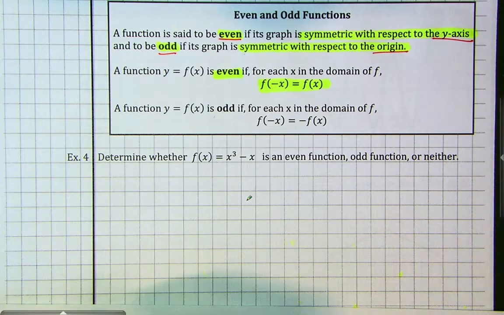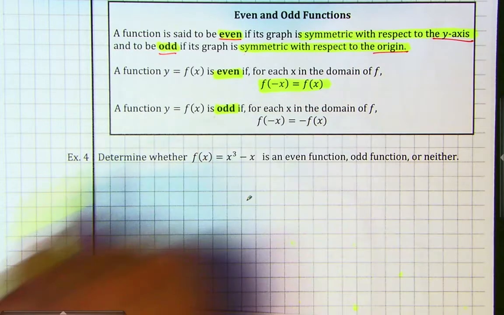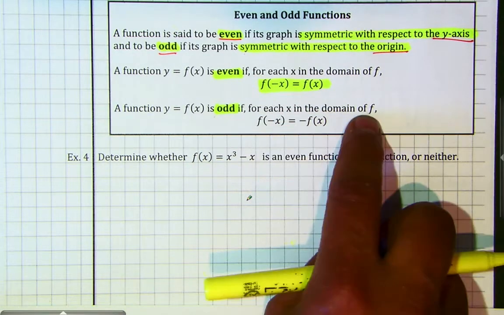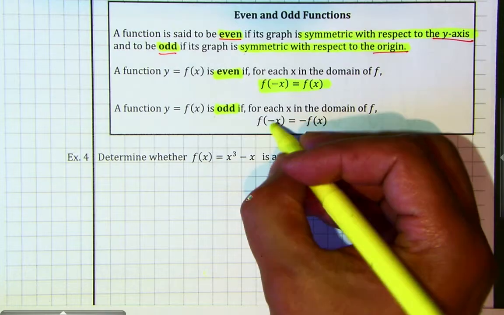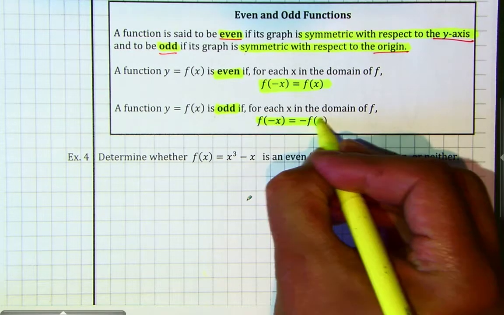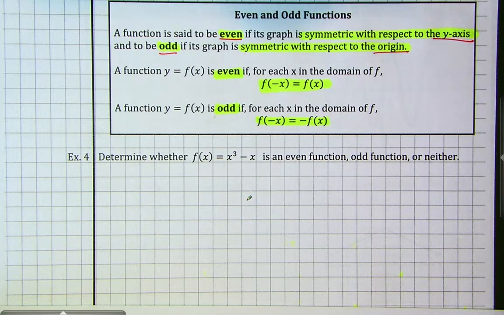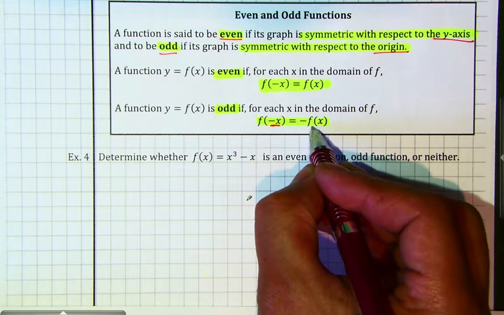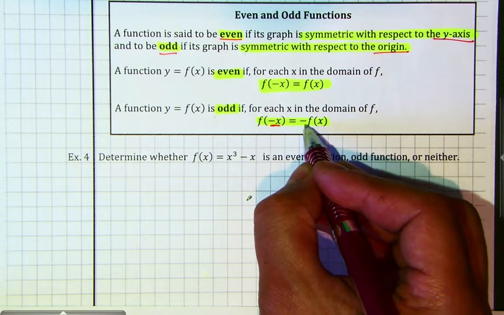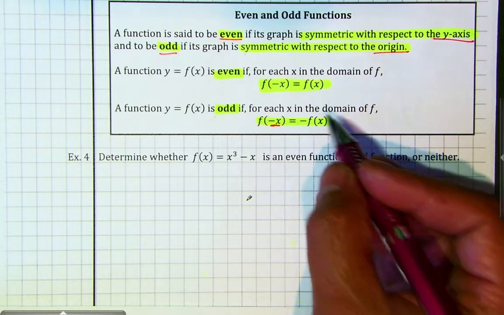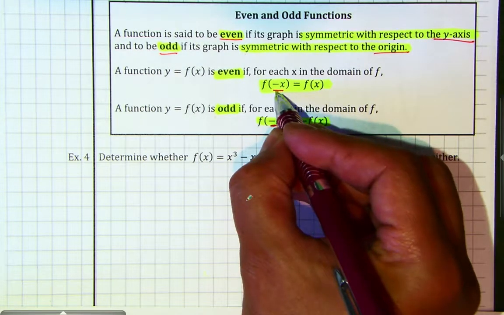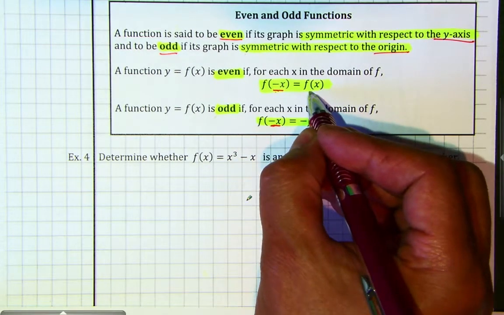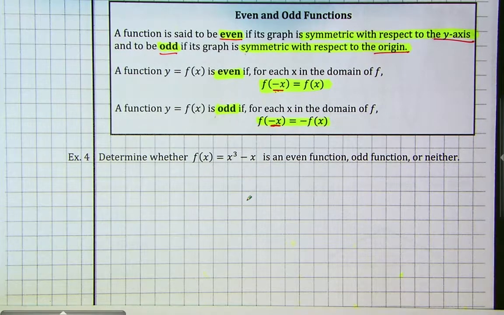So therefore, if it's odd, for each x in the domain of f, when you plug in a negative x, you're going to end up with the opposite of the function, so the negative of the function. If it's even, when you plug in a negative x, you end up with the original function. You got it? So let's try example number 4. It'll make a little more sense.